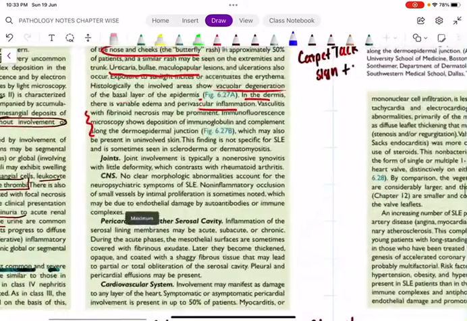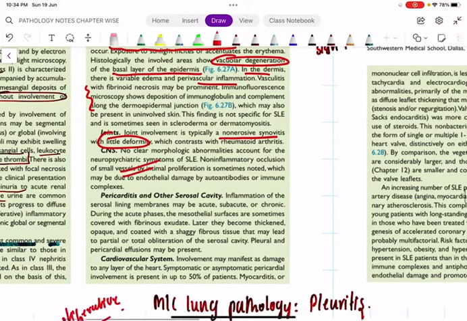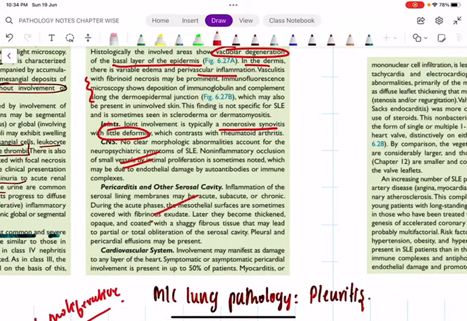Then joints, of course, the patient may present with non-erosive synovitis, with a little deformity. In CNS, there will be neuropsychiatric manifestations. Then there will be pericarditis and other serositis. That means the mesothelial surfaces will be covered. The main pathogenesis behind all these morphological features is immune complex deposition. So all this will be coated with a shaggy fibrous tissue, then pleural and pericardial effusions, all this will be present.